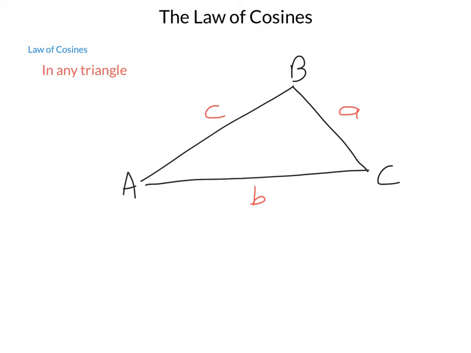In this lesson, we're going to be taking a look at something called the law of cosines. Now, the law of cosines, in conjunction with the law of sines, allows us to solve triangles, meaning find all side lengths and angle measurements, for triangles other than right triangles.